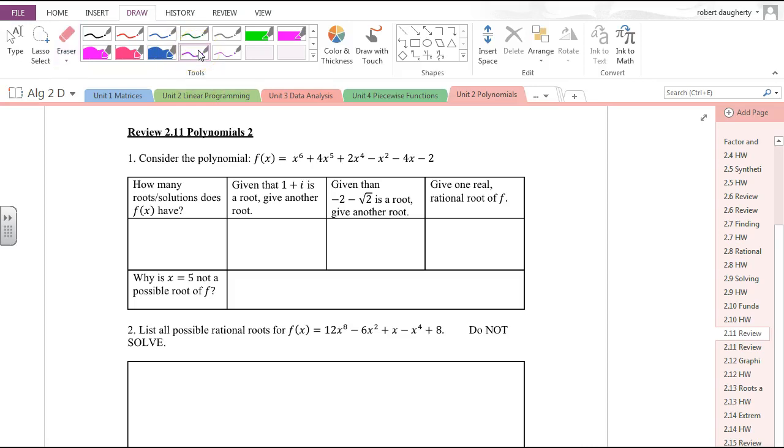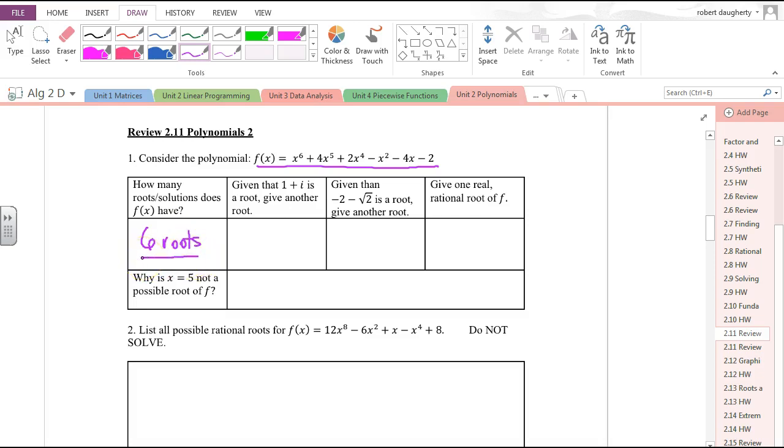Okay, 2.11, this is our review for quiz number 2 on polynomials. We have a polynomial that is listed here above, and they're asking several questions. How many roots or solutions does it have? This is a 6-degree polynomial, so it will have 6 roots.